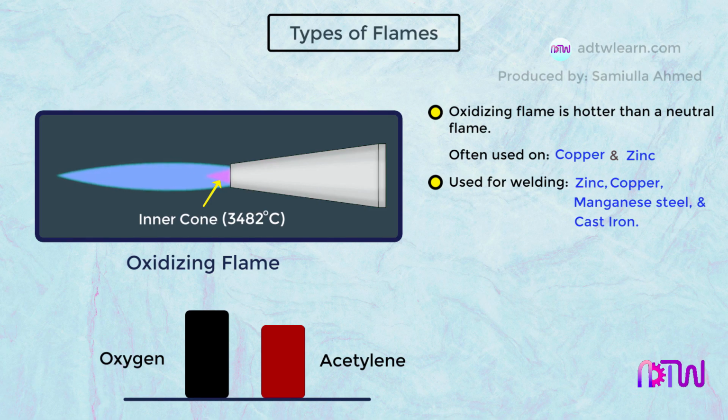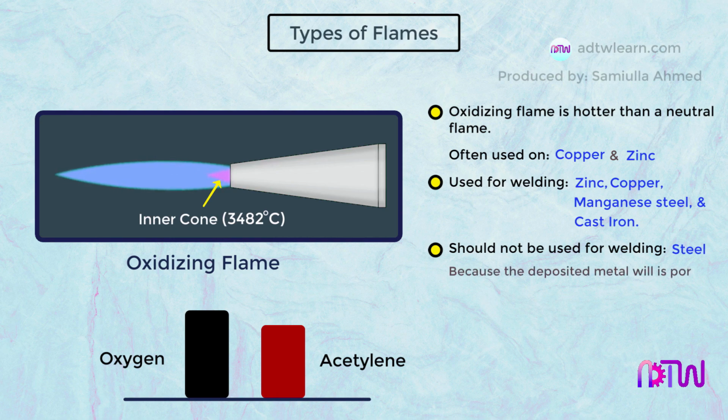When applied to steel, an oxidizing flame causes the molten metal to foam and give off sparks. This indicates that the excess oxygen is combining with the steel and burning it. An oxidizing flame should not be used for welding steel, because the deposited metal will be porous, oxidized, and brittle. This flame will ruin most metals and should be avoided.